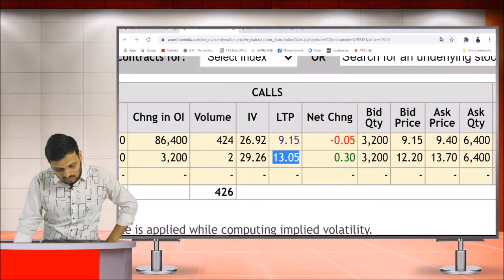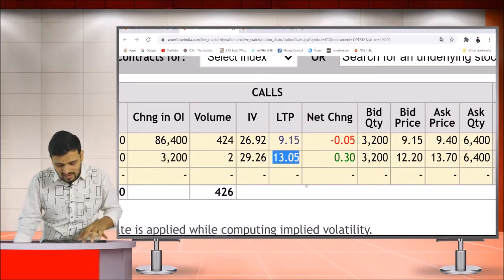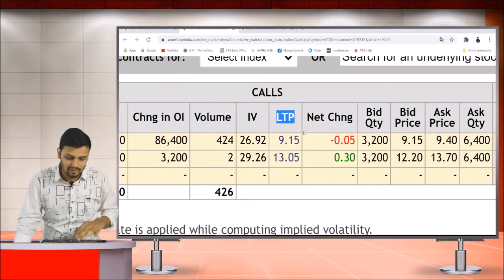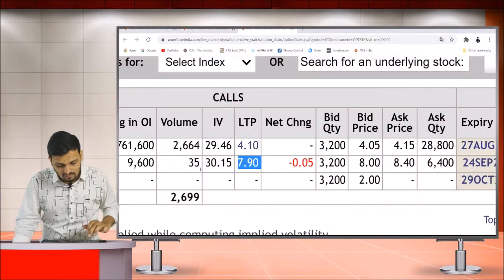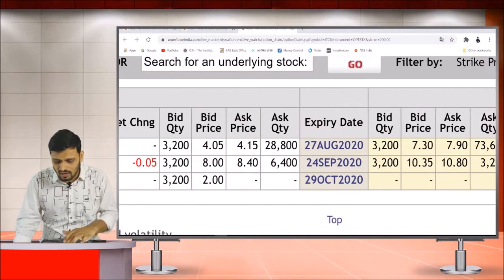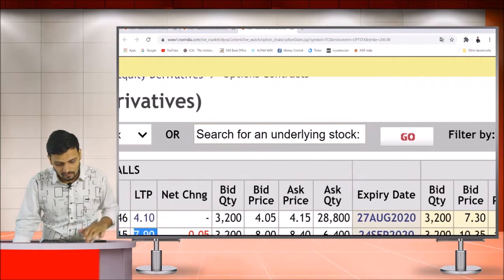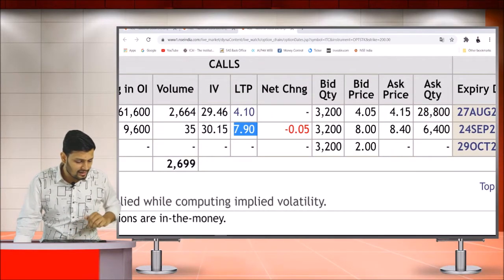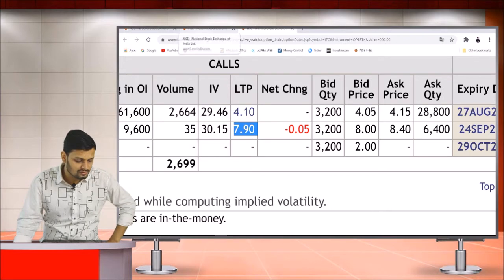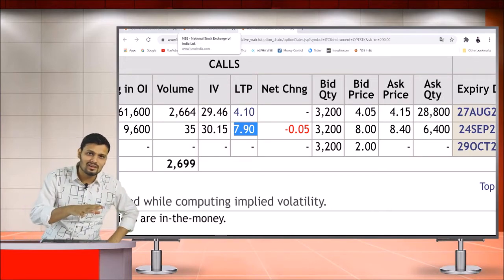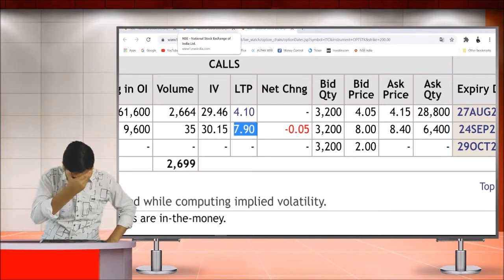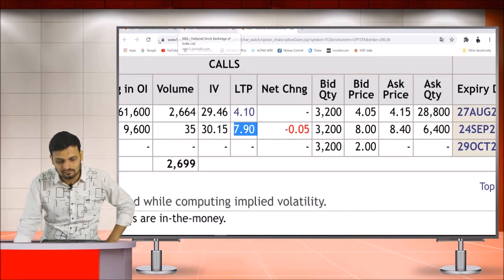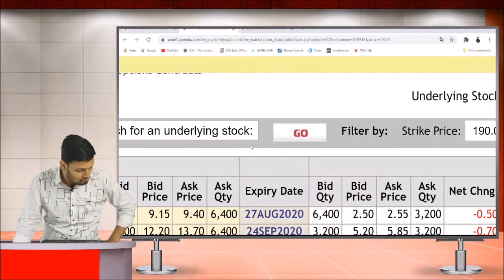Okay, so did you first understand why the premium, the last traded price, is high for the 190 strike price, and why it is low for the 200 strike price? Did you understand that for call options? Because once you understand call options, converting it to put options becomes very easy. But first, you need to understand call options.